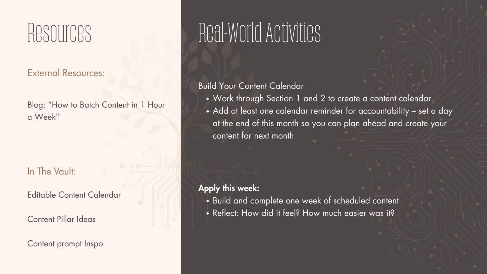So in our resources and activities for this module, we have the blog How to Batch Content in 1 Hour a Week. In our vault, we have an editable content calendar. We have a content pillar ideas sheet and a content prompt inspo sheet. For our real world activities, I want you to build your content calendar. To apply this week, build and complete 1 week of scheduled content and then reflect: how did it feel and how much easier did it make your life?